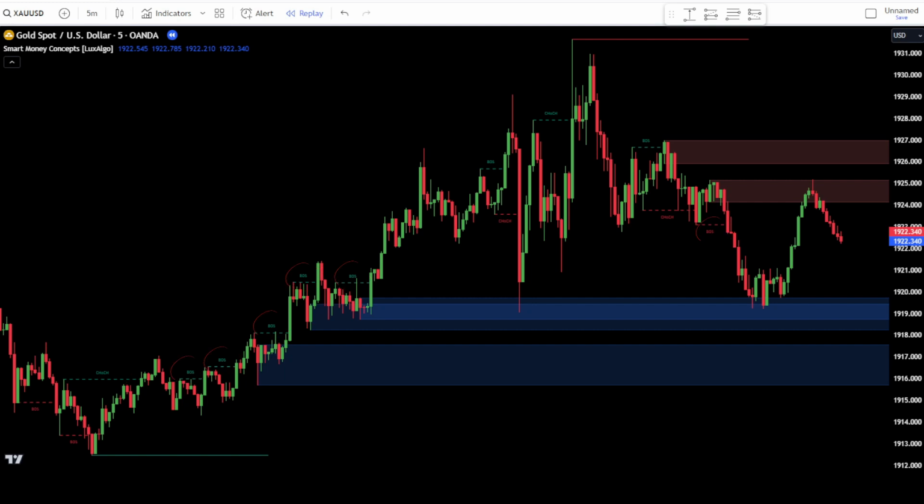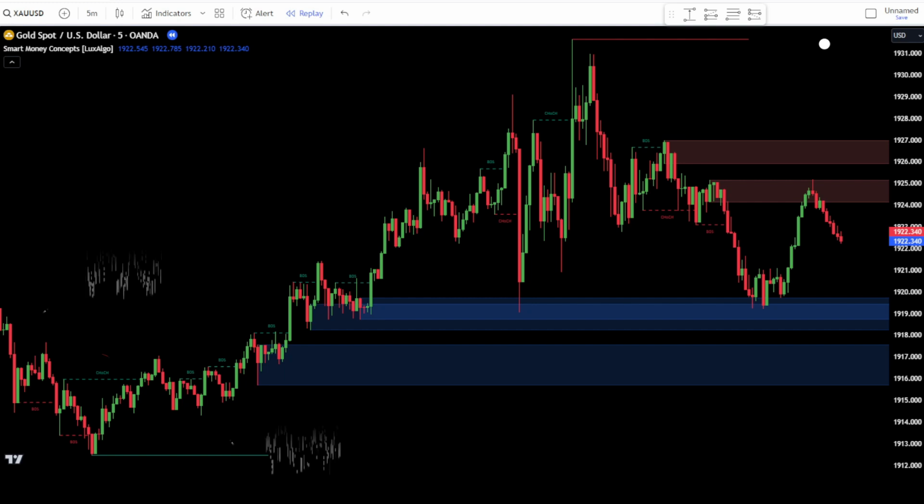Furthermore, pay attention to the break of structure, or BOS, signals. These signals indicate a continuation of the existing trend. If you observe a BOS signal, it implies that the trend is likely to persist in the same direction.